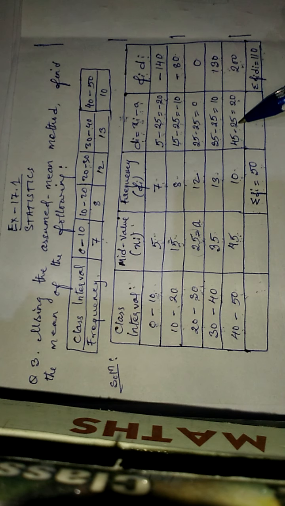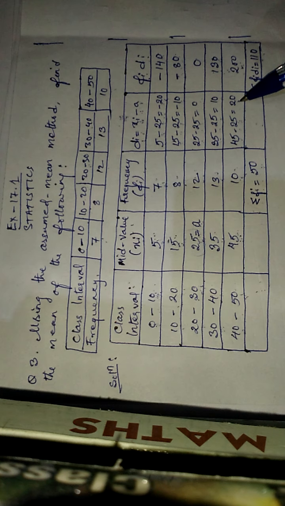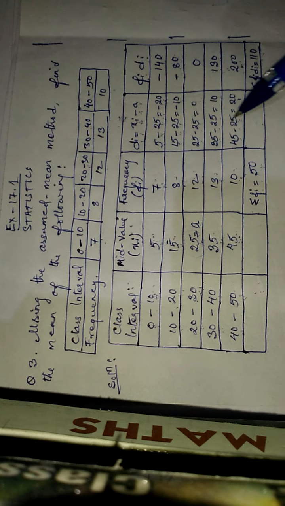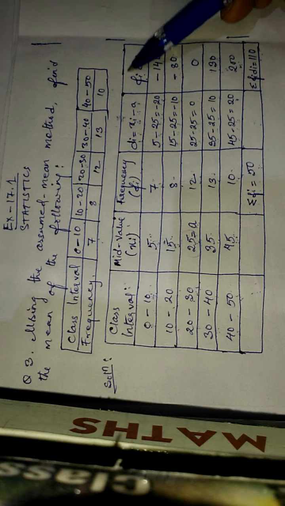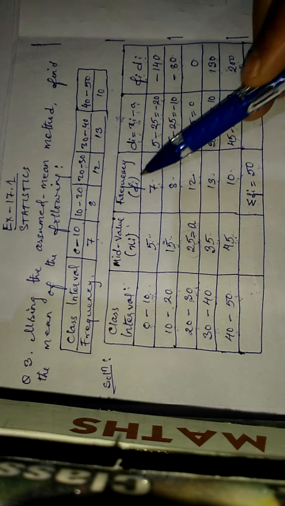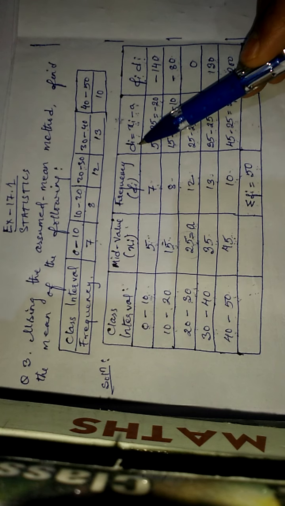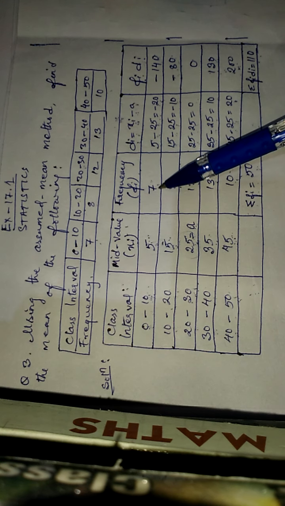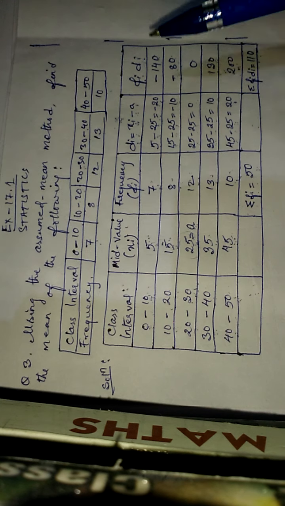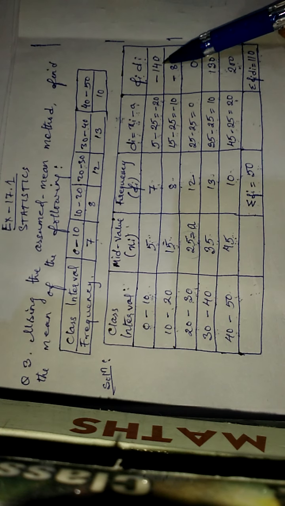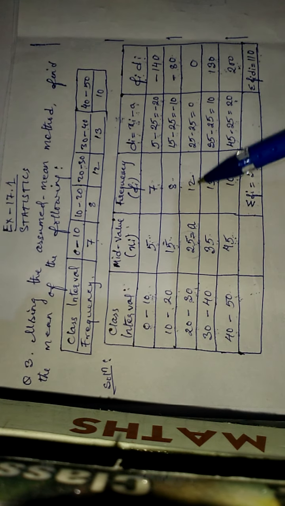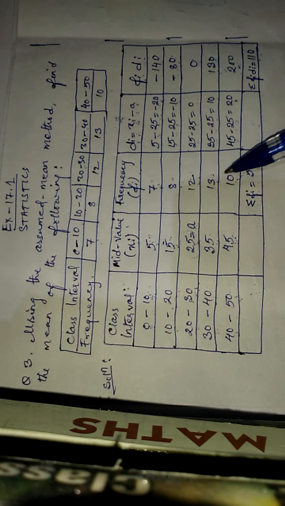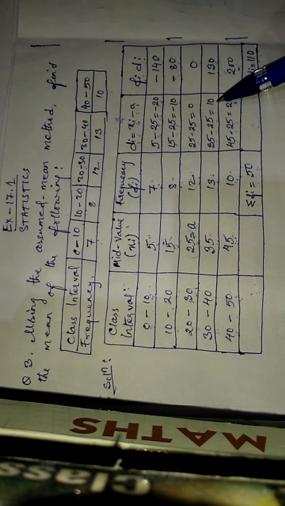Now for the last column, we have to multiply the deviation and frequency, since this column is for the product of frequency and deviation. fi stands for frequency, di stands for deviation. So multiply frequency and deviation. Let's multiply. 7 into minus 20 is minus 140. 8 into minus 10 is minus 80. 12 into 0 is 0. 13 into 10 is 130. 10 into 20 is 200.